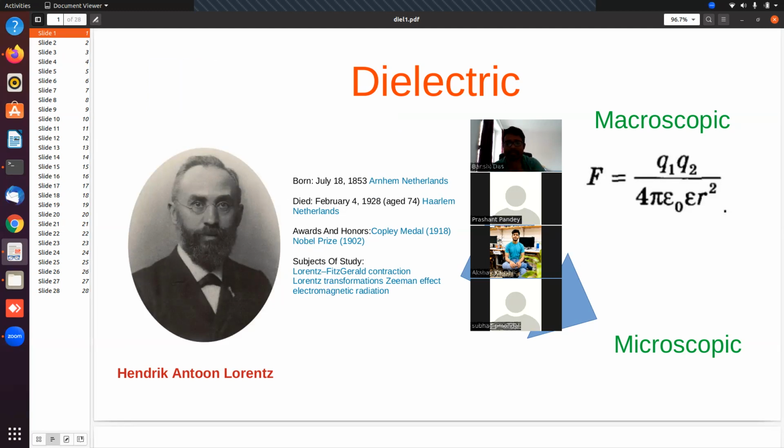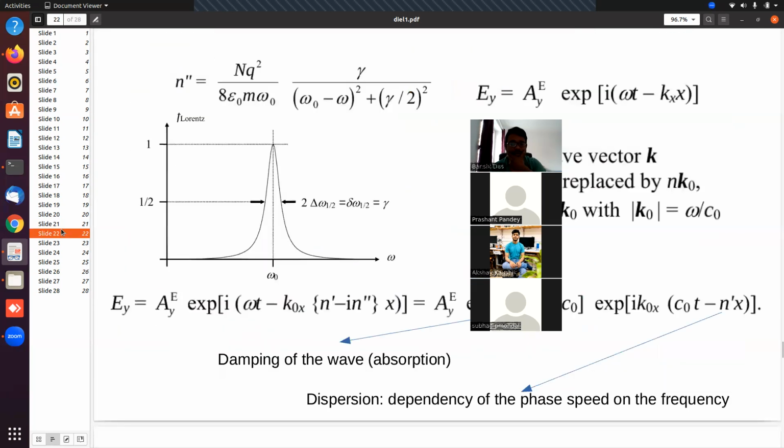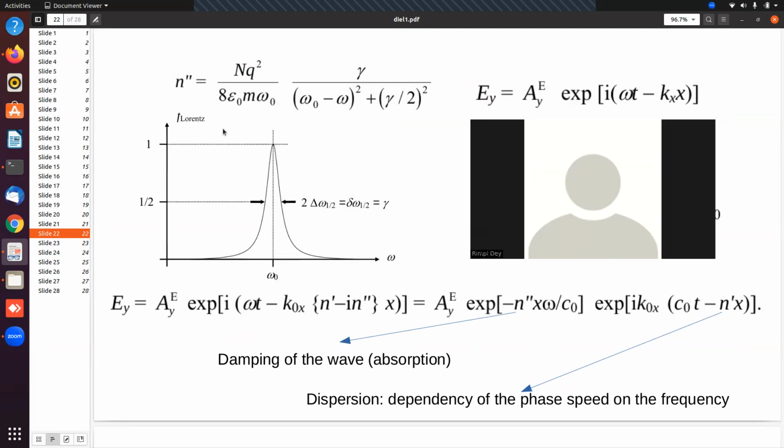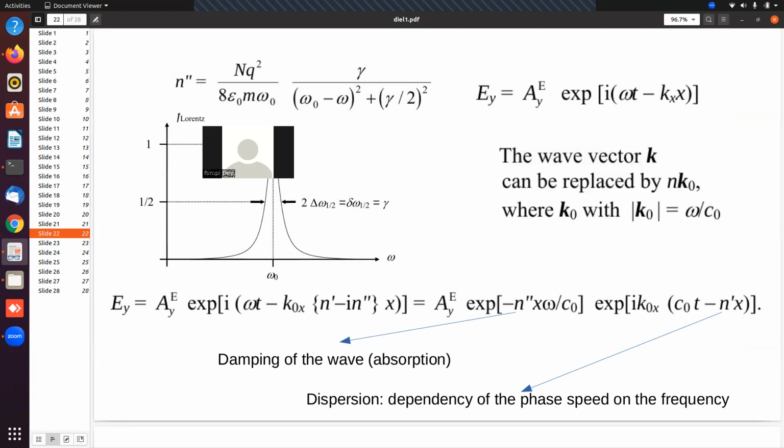Yes, Banshi, in the last slide, like 22 most probably, this E_y electric field, is it perpendicular to the wave vector? The wave vector is along the x direction. Okay, so the electric field will be along the y direction. It means propagation is perpendicular to the electric field vector. Propagation of light is perpendicular to the electric field vector. Okay.